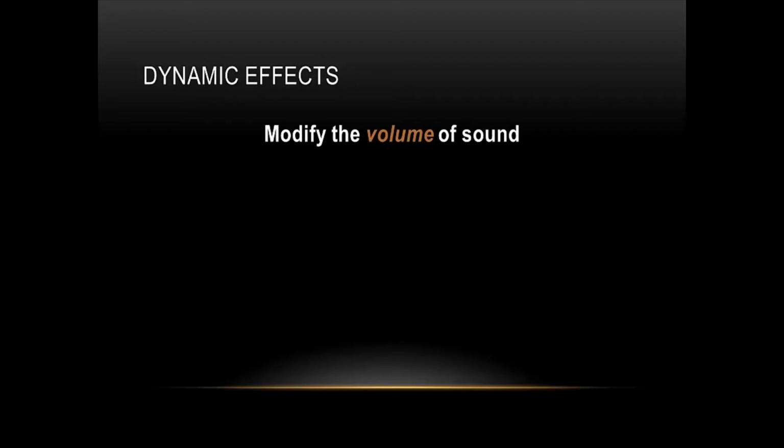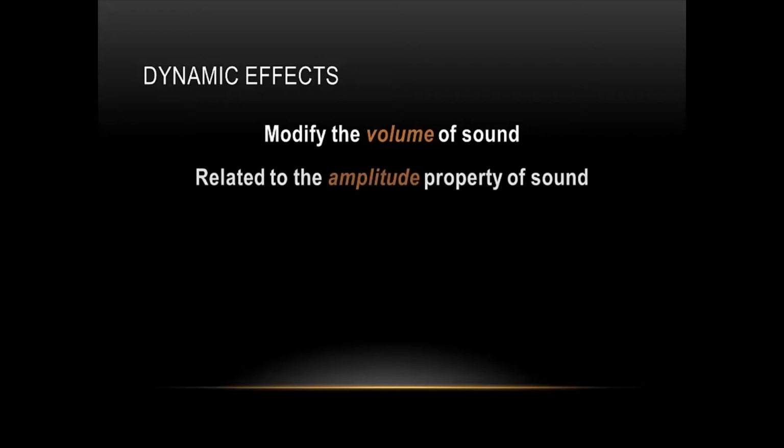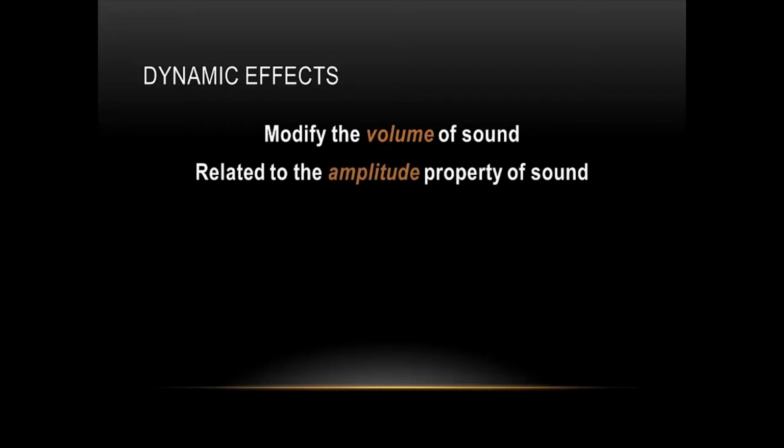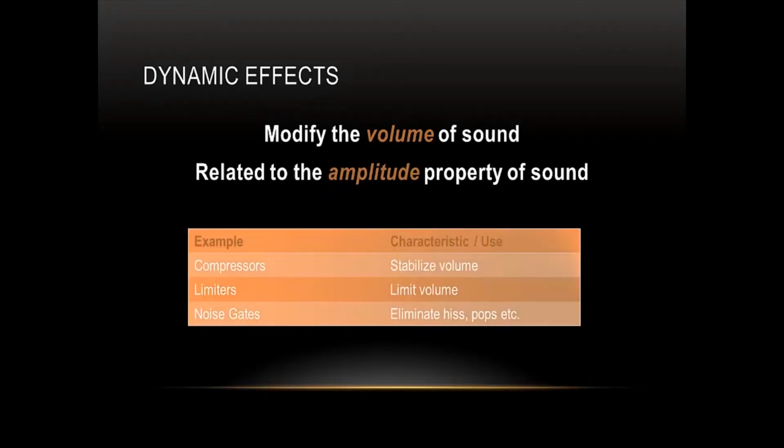Dynamic effects modify the volume of sound. They are related to the amplitude property of sound. Here are some common examples. You have compressors that stabilize volume. You have limiters that limit volume. You have noise gates that eliminate hiss, pops, etc. All of them are a play on the amplitude property of sound. Sometimes they are called amplitude effects.